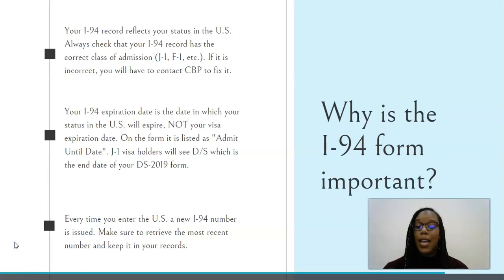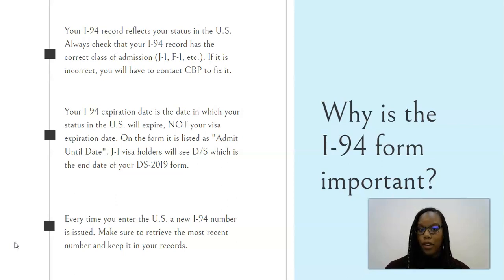So why is the I-94 form important? Your I-94 record reflects your status in the United States. You should always check that your I-94 record has the correct class of admission. If you're on a J1 visa, it should say J1. If you're on an F1 visa, it should say F1, etc., etc.